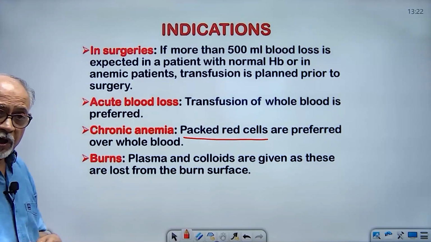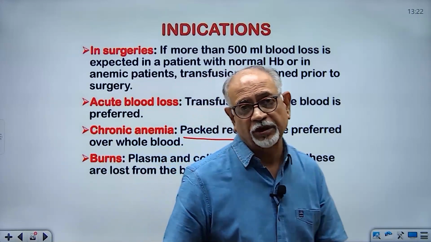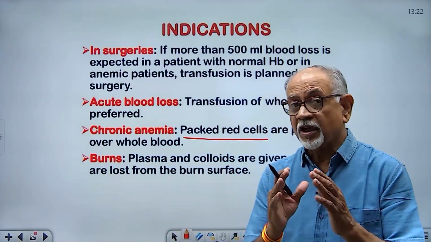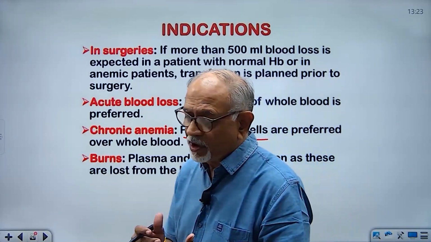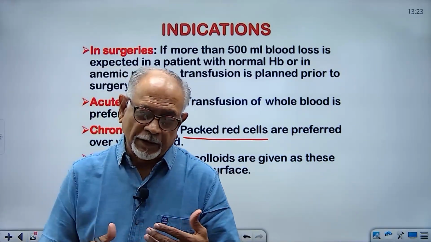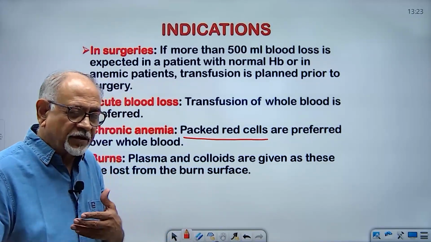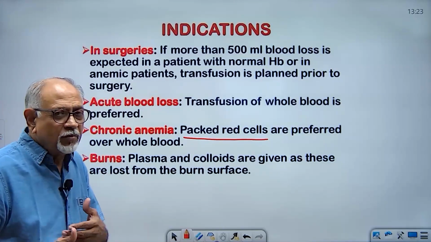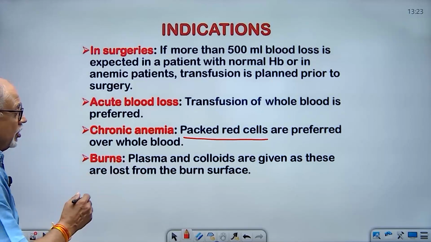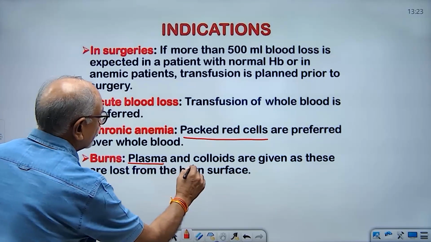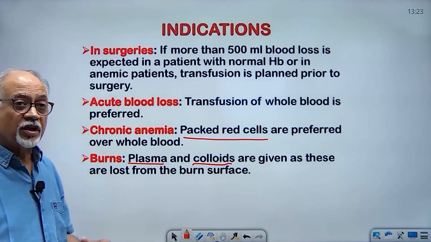Now, in case of burns, a lot of fluid is lost from the body, but the number of RBCs is not that much affected, because in a burn, a lot of the fluid portion is lost from the body, and to compensate for that, the amount of water in plasma is reduced. For that, plasma and colloids are given to maintain the blood volume.